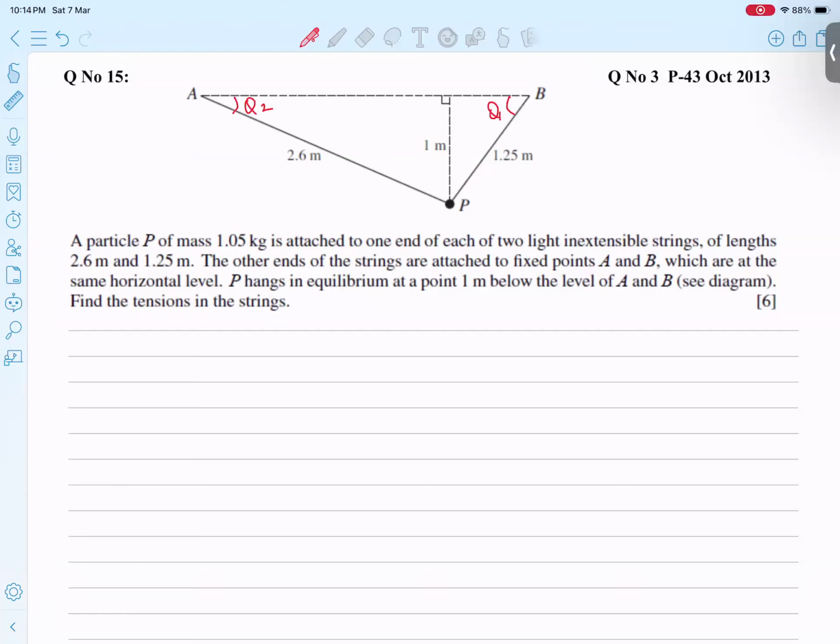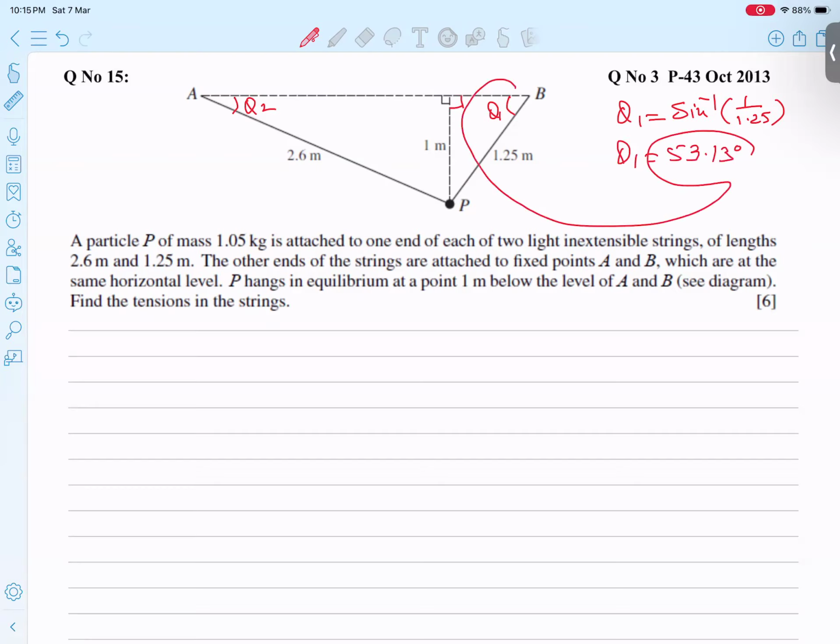So this is theta 2, or this is theta 1. We can find any angle by SOHCAHTOA. I'm going to find this one first of all. In front of theta is called opposite, so opposite by hypotenuse. So theta 1 is basically the sine inverse of 1 over 1.25, opposite by hypotenuse, because in front of 90 degrees is called the hypotenuse. When I take the sine inverse of this, I get 53.13. So I get this angle 53.13.